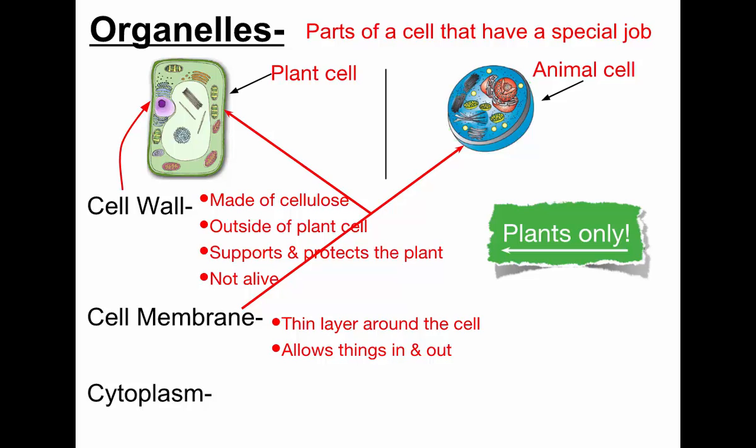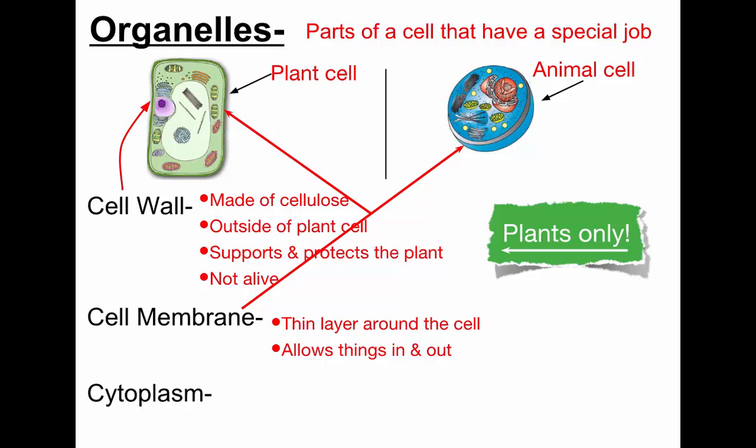Now, there will be a question on a quiz at some point that some of you are going to get wrong. And the question is something like, what is the outermost living part of a plant cell? Many of you will say cell wall. That is incorrect, because it is not alive. Outermost living layer of a plant cell is the cell membrane.